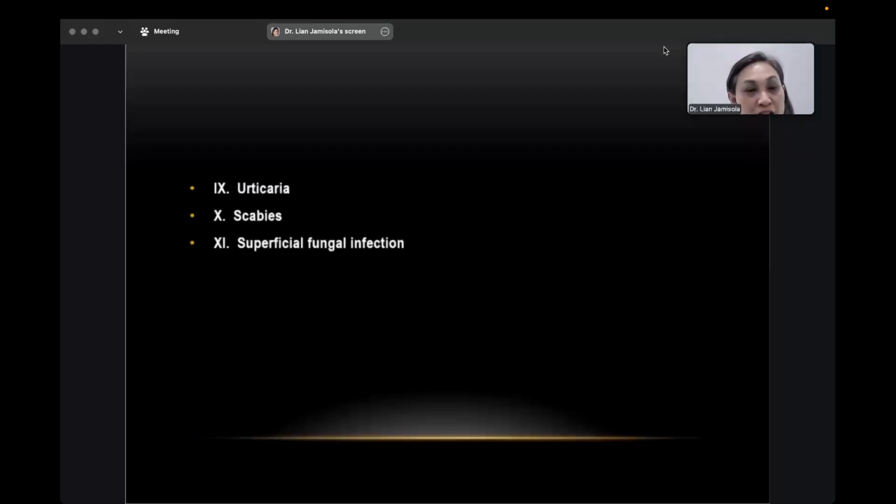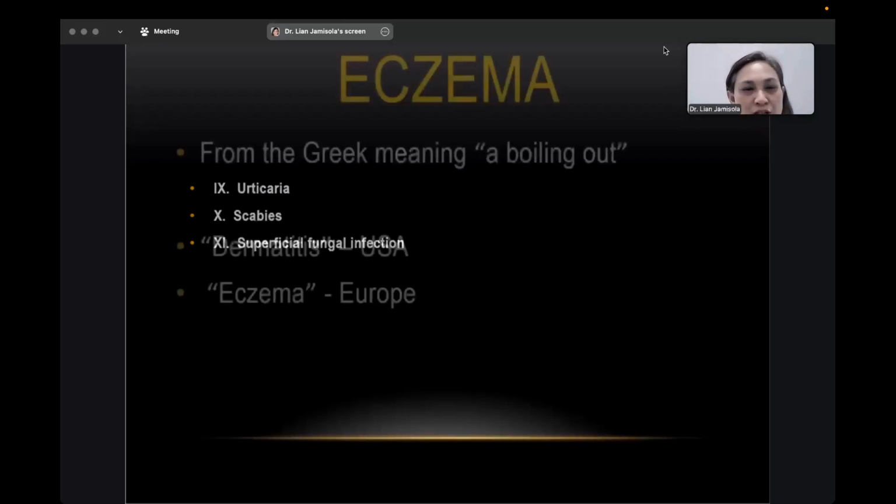Some are already discussed extensively by Dr. Yang, if I'm not mistaken. So I'll just be brushing through them because they are part of the common cutaneous diseases. Okay, so let's start with eczema.